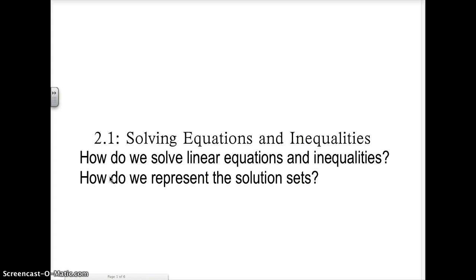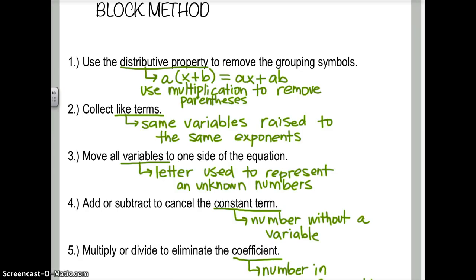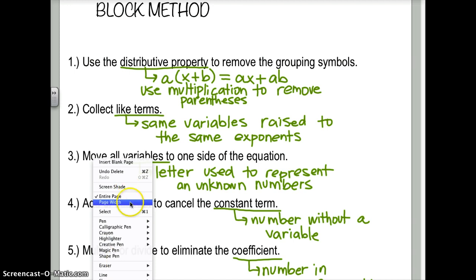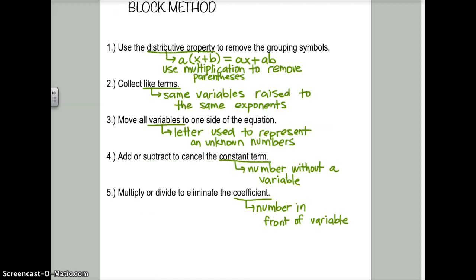How do we represent the solution sets? Probably also review, but we're going to look at how do we graph the set of answers for the inequality. Okay? Now, when I talk about solving equations, I like to call it the block method. And the reason is, let me get this so I have the whole thing. There we go. The reason is because it's kind of the building block.